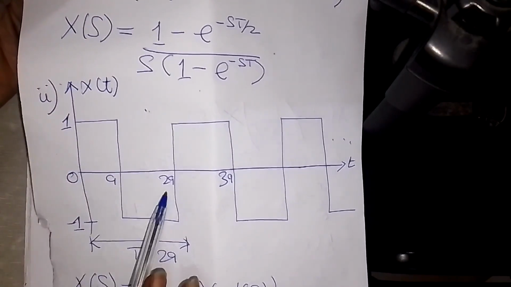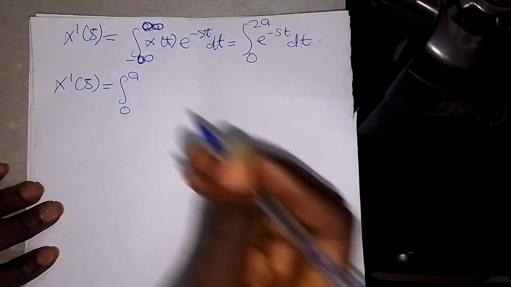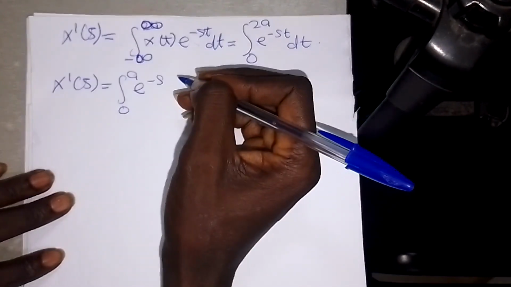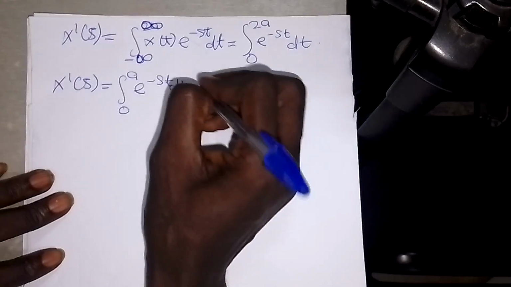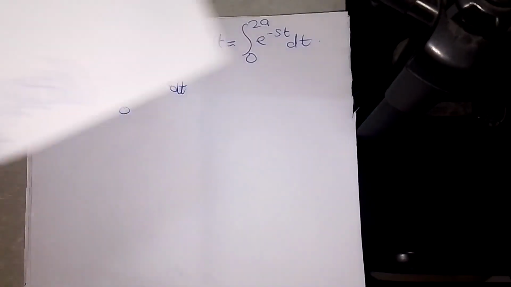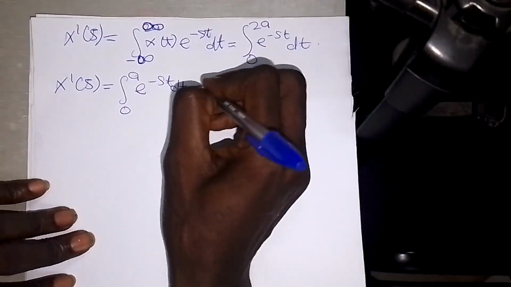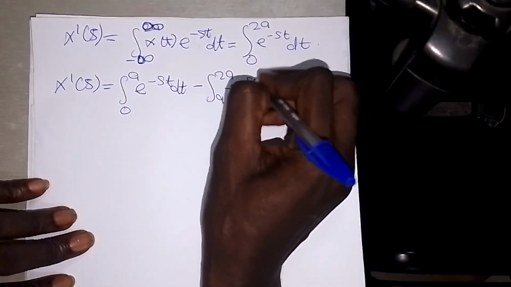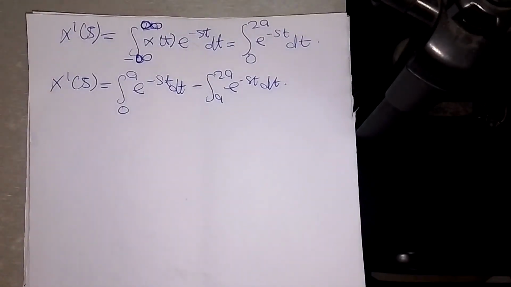So that means that this signal is a little different from this signal. So here will be positive, here will be negative. So I'll take them separately. Okay, so 0 to a into e to the minus st dt. And this signal is up because the value is 1. Here is down because the value is minus 1, so minus a to 2a into e to the minus st dt. Okay, so this is what I'm going to have.